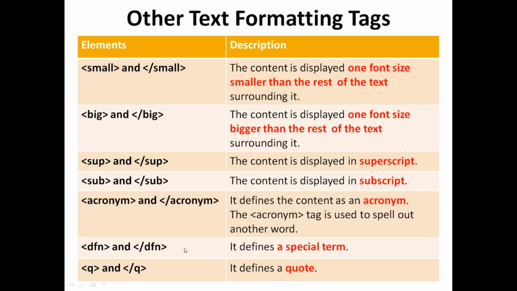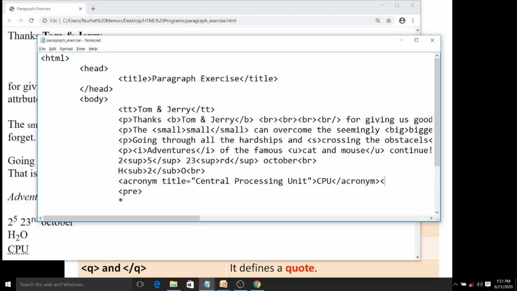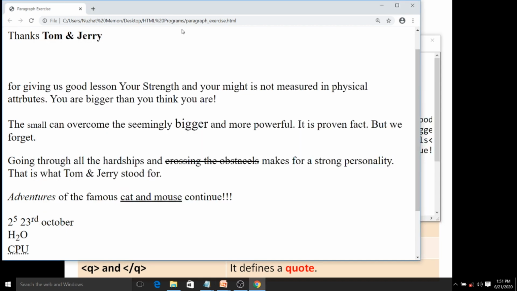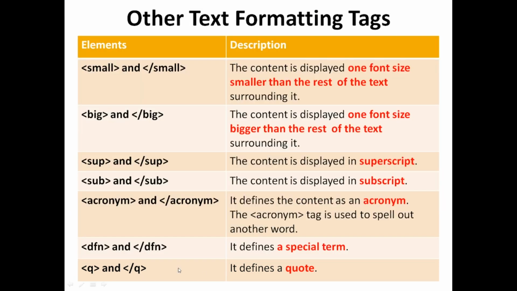Next tag, define. When you want to define a special term, you have to go for this define tag. It is also known as the definition tag. I'm writing some text here. I will close it. We rarely use this tag. It will just show the text in an italic way, which we can do using the italic tag even.